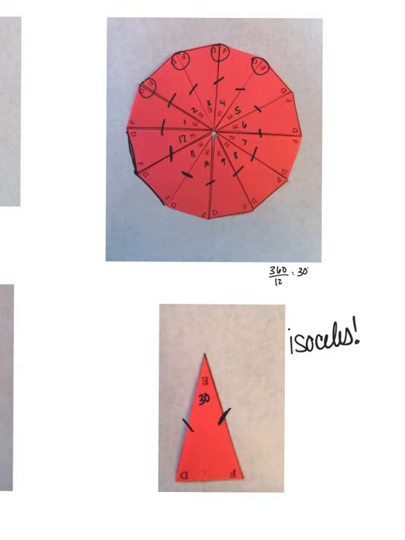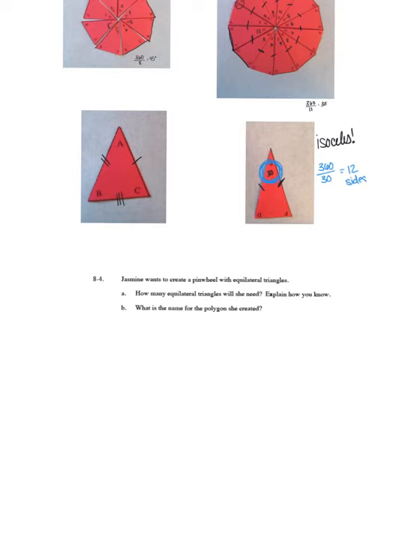And it's important to note that every isosceles triangle will not create a regular polygon. Isosceles triangles will only create a regular polygon if 360 is divisible by that central angle measure. In this case, it goes in there 12 times, so that's why I know my polygon has 12 sides, because it will use 12 of those triangles to make that polygon.